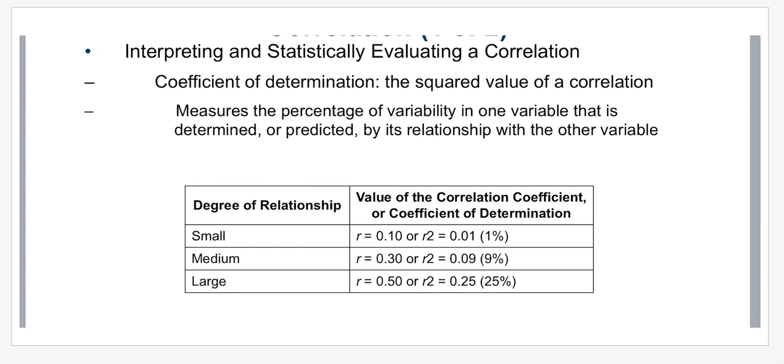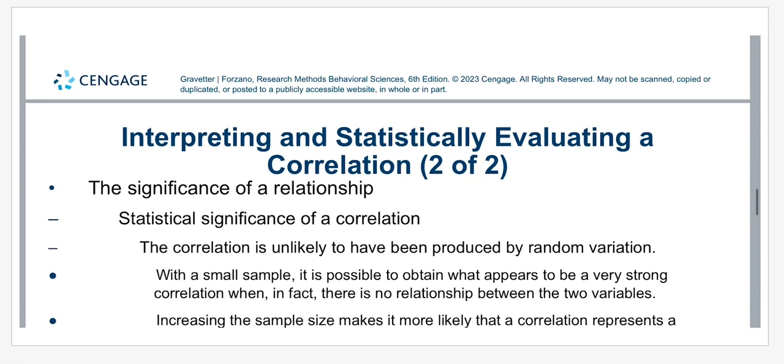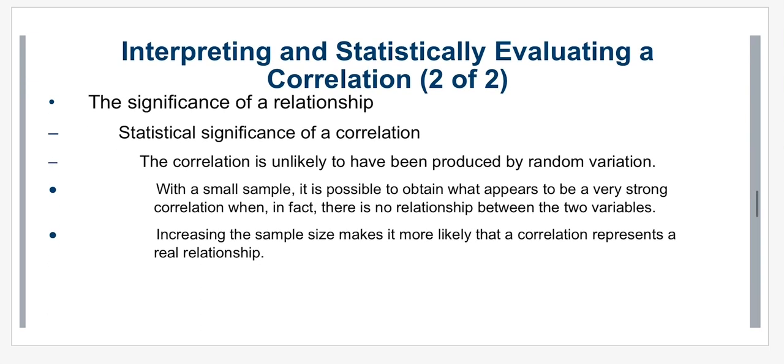Okay. So that is what the coefficient of determination is telling you. It's basically another way of showing you how closely related those variables are, how much they move and change together, right? And the larger that is, obviously, the stronger the relationship is.